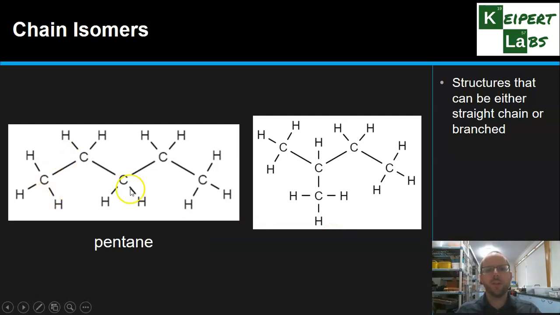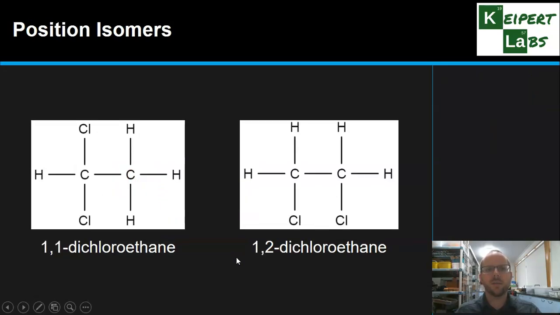So the one we have on the left is pentane, because we have a 5-carbon chain, whereas this one is called 2-methylbutane, because we have a methyl or a 1-carbon group at position number 2 of a 4-carbon chain. These 2 compounds will have different physical properties based on the differences in their dispersion forces because of the shapes of the molecules. So these are chain isomers.